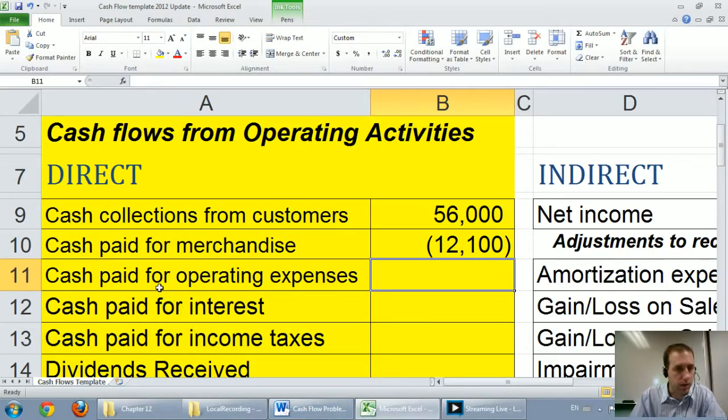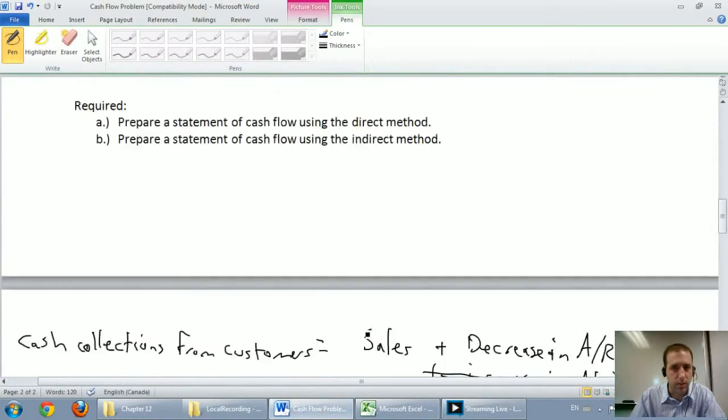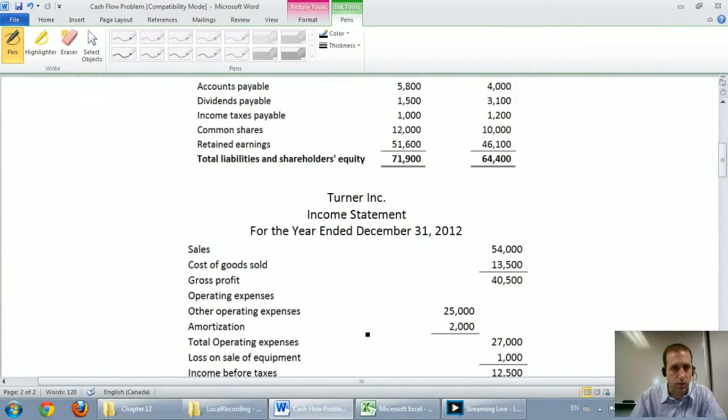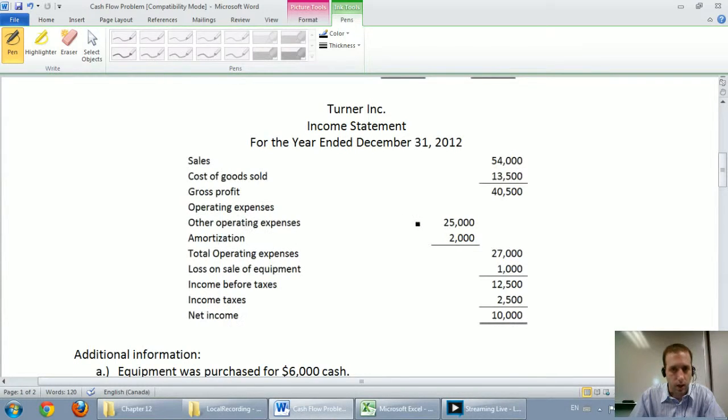Okay, the next one down, cash paid for operating expenses. Again, I look up to the question, I look for operating expenses. I see other operating expenses and amortization. The total operating expenses is 27 grand. Now, if you've done one of these before, you'll know amortization is not a cash expense.